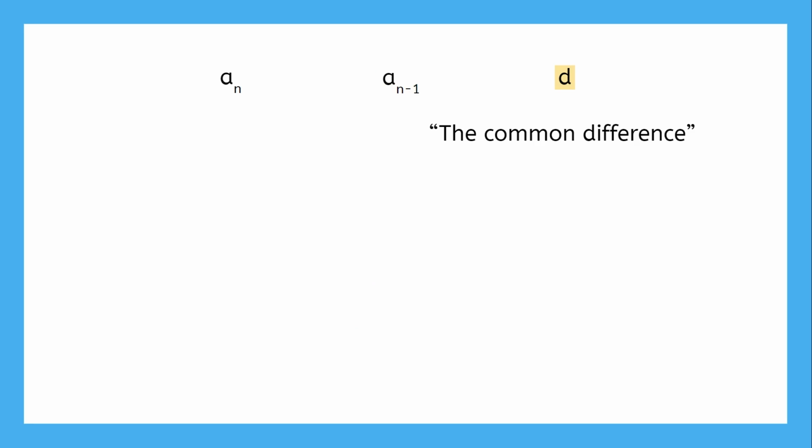Finally, the variable d is used to mark the common difference. Whatever d is, that's how much is added or subtracted from one term to the next. There are 2 forms that arithmetic sequences can be written in.